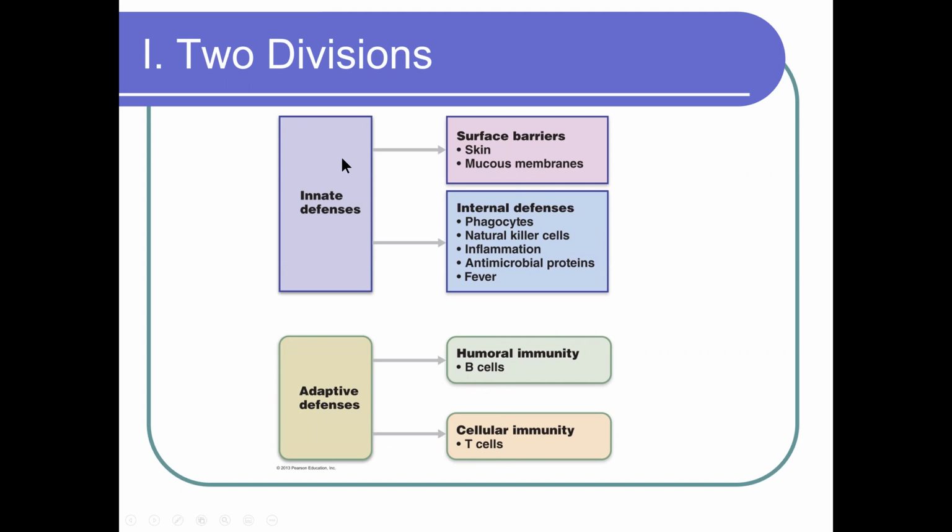Innate defenses are non-specific. The same type of defense happens for whatever comes along. These are specific. These are adaptive. They adapt based on what the threat is. These happen based on any threat. We have surface barriers, which are skin and mucous membrane. We have internal defenses: phagocytes, natural killer cells, inflammation, antimicrobial proteins, and fever.